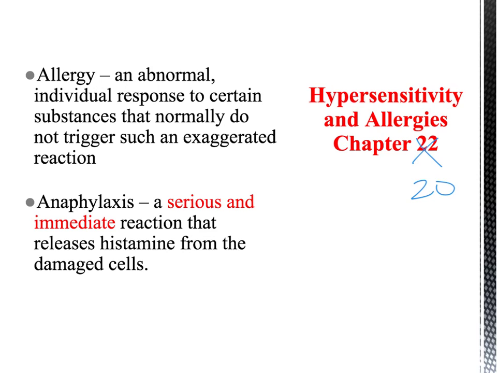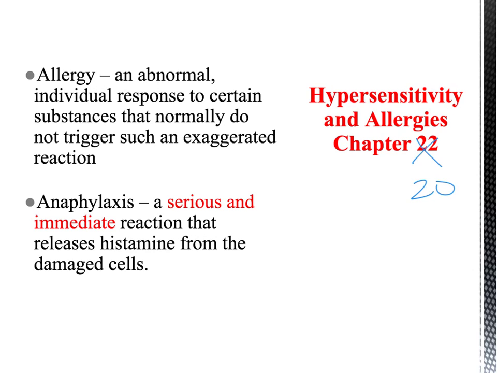Cytotoxic, the type 2, is typically your autoimmune stuff. Myasthenia gravis is one of them. Type 3 is also one of those autoimmune disorders that we'll talk about. Type 3 is immune complex mediated. It causes things like vasculitis. Lupus is a type 3 hypersensitivity.